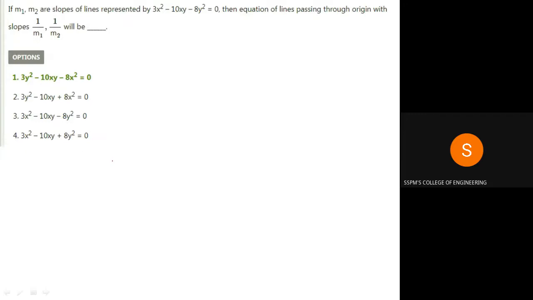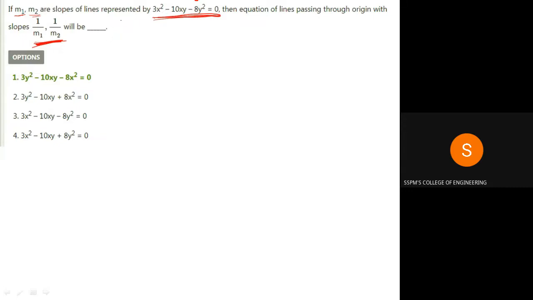So if m1, m2 are slopes of lines represented by 3x square minus 10xy minus 8y square is equal to 0. So the combined equation is given here. What is a combined equation? It is the product of two equations of lines. So graphically, this equation contains two lines. And the slope of the first line is m1 and of the other line is m2, that is given here. Then find the equation of lines passing through origin with slopes 1 upon m1 and 1 upon m2. So for m1 and m2, the combined equation is this, and we have to find the combined equation of lines for these slopes.